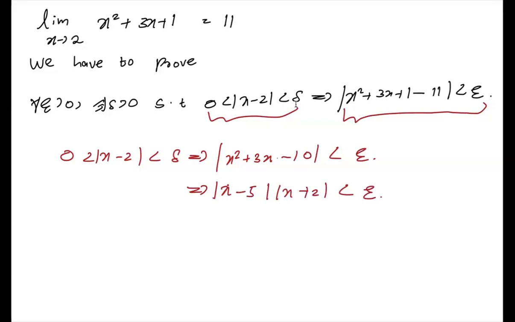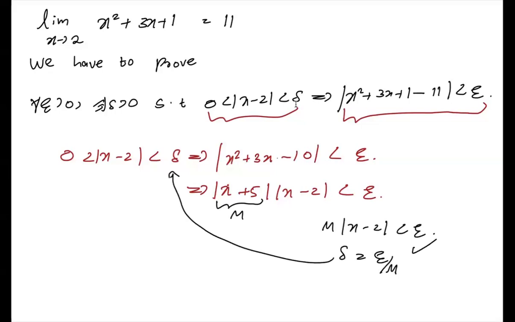No, it is the other way around. Okay, it is plus 5 and minus 2. So then here also you have this part here. It is not a big problem, because imagine this is a constant, let's say some constant called m. Then we have m times |x minus 2| less than epsilon. So if we put our delta to be epsilon over m, the problem is done.